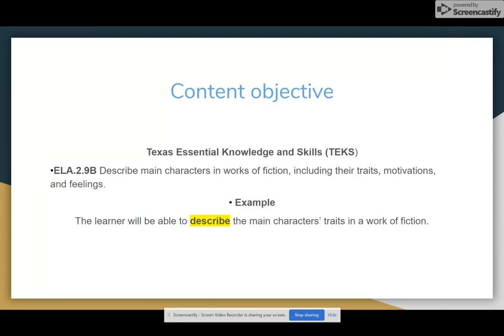So for example, we're looking at ELA, second grade, 9B. That's telling us they're going to be describing main characters in works of fiction, including their traits, motivations, and feelings. An example of the objective that you'll post in your classroom will be: the learner will be able to describe the main character's traits in a work of fiction. That's what you're telling your students they're going to be able to do. They're going to be able to describe. So pay careful attention to that, as later on we're going to tie both content and language objectives together.